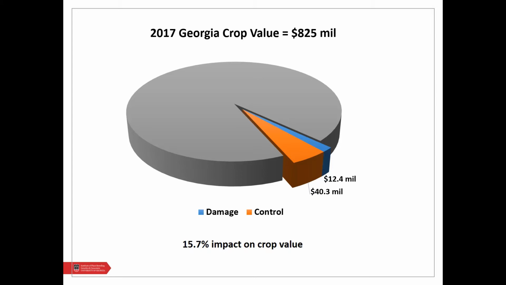The impact of late leaf spot and early leaf spot is significant. In 2017, the peanut crop in Georgia was valued at $825 million, and almost 16% of that was lost to damages from these diseases or spent on control measures targeting them. That's 12.4 million and 40.3 million respectively, a significant amount of money.